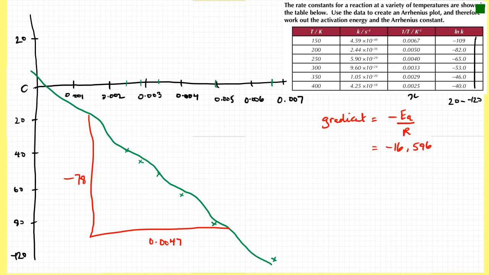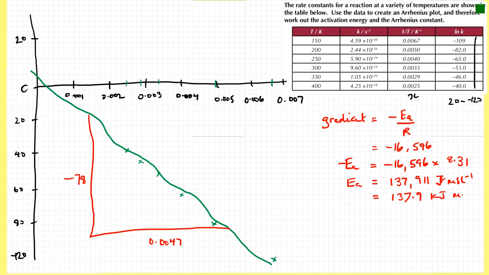So now we're just going to work through the algebra. So we've got minus EA is going to be minus 16,596 times R, which is 8.31, you remember? And so EA is going to work out at about 137,911. That's going to be joules per mole. And as usual, we're going to convert it into kilojoules, so it's about 137.9 kilojoules per mole.